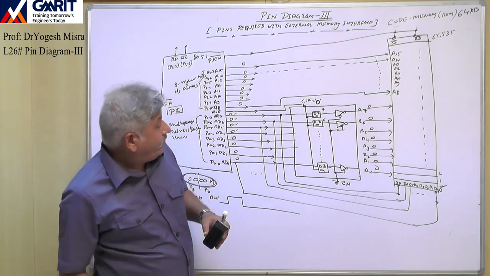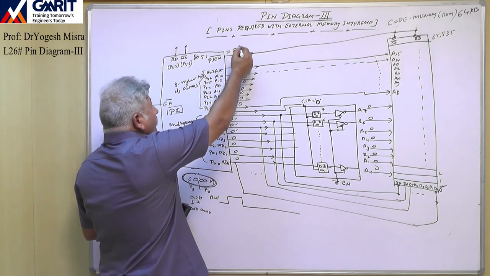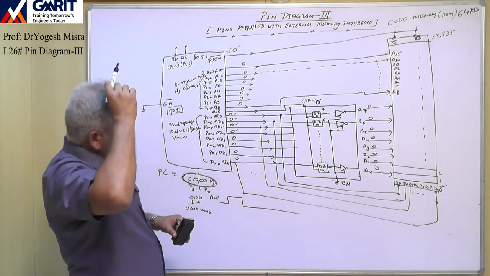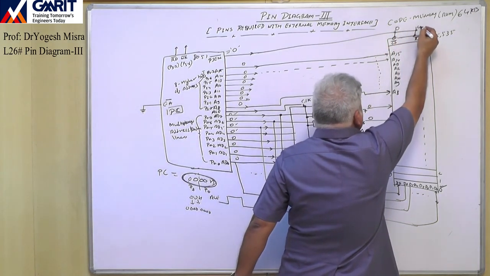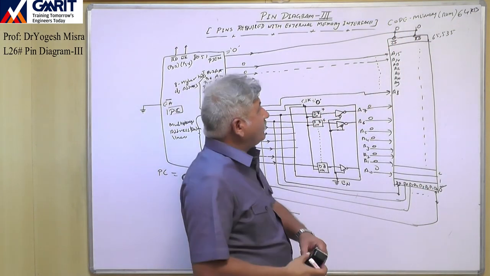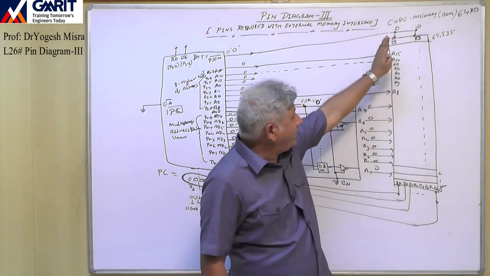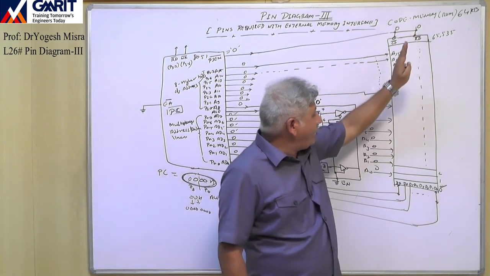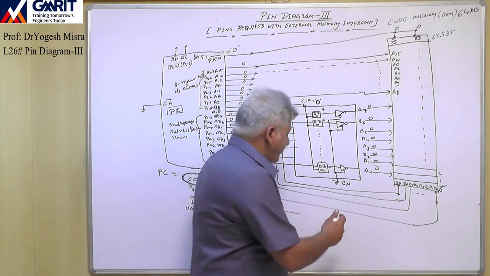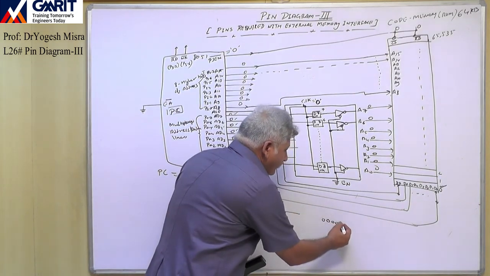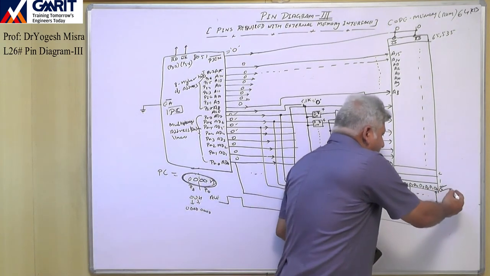Now the PSEN bar signal will go low. If it is low, then here you will find 0 and here you will find 0. Due to this 0, this particular memory will be selected. Due to this read bar, the content available at memory location 0000H, which is your location number 0, will be read.